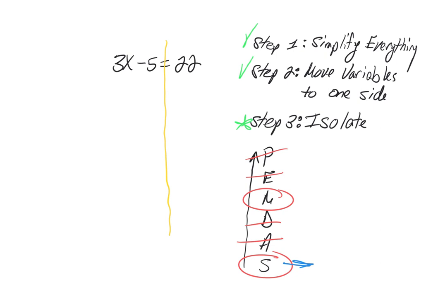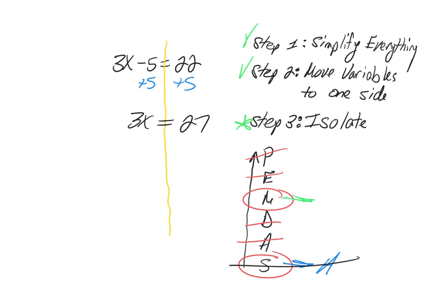So now we need to get rid of the subtraction first. The inverse of subtraction is addition. So since it's minus 5, I will add 5 to both sides, and now I get 3x is equal to 27. Well, I completed the subtraction, so I can cross it out and move on to the next one.